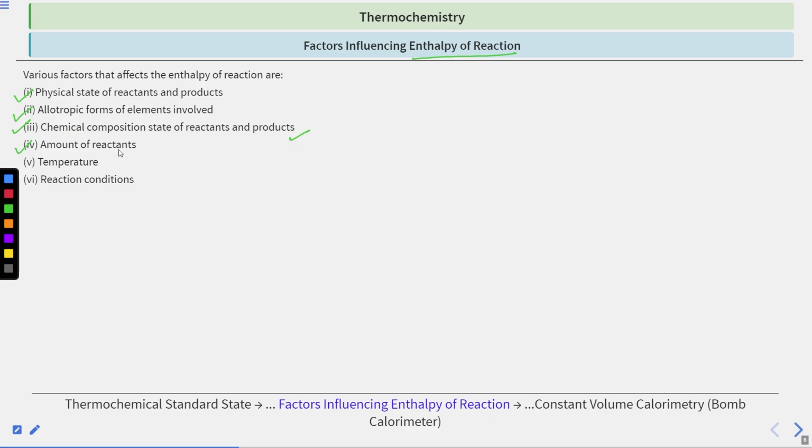Fourth is the amount of reactant. How much reactants we have also affects the enthalpy of reaction, and so does the temperature at which the reaction is going on, and the reaction conditions, like whether the reaction is happening in the presence of some catalyst or not, whether it is heating or not.